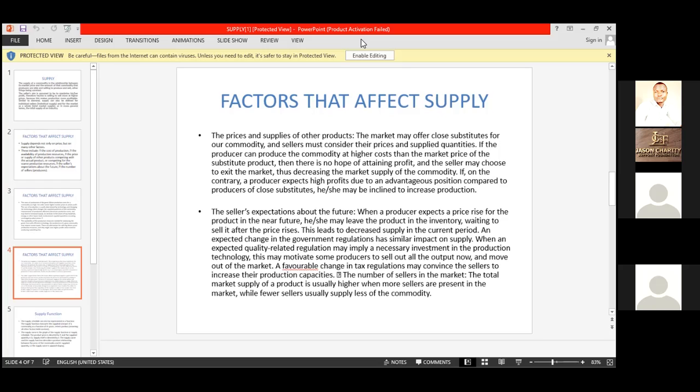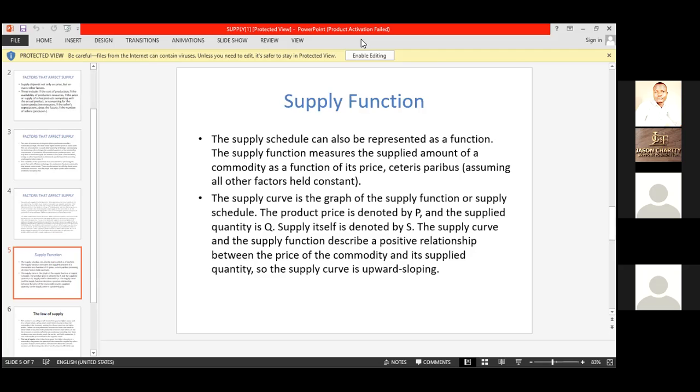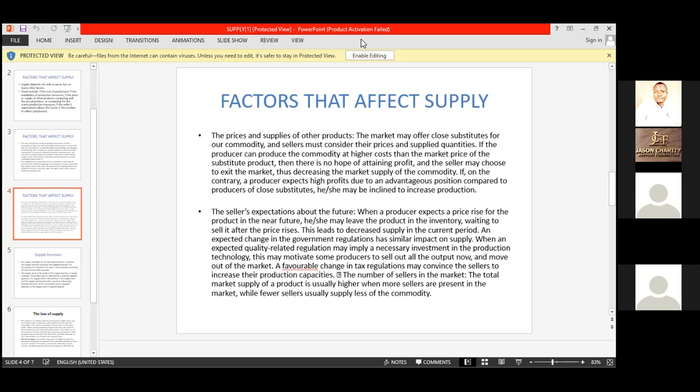The other aspect is the number of sellers or producers. How many sellers or producers do we have in the market? Consider the share, the percentage of the market that you have. Once you look at that, you can use it to determine the number of units you have to supply.